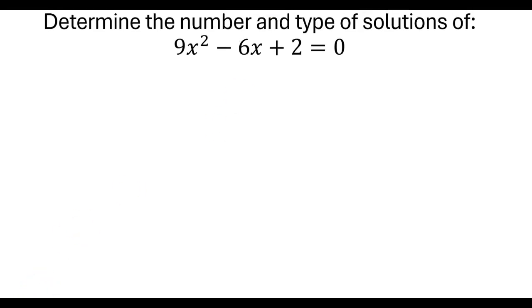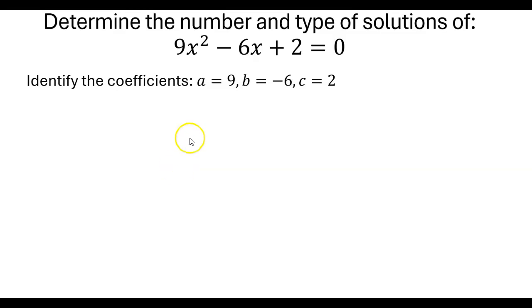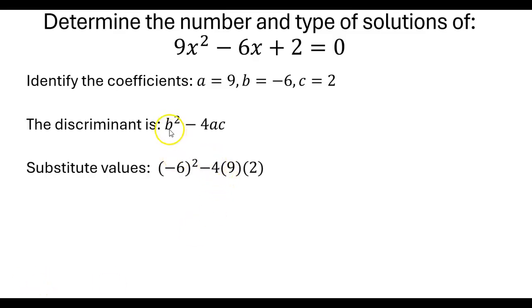So let's determine the number and types of solutions of the quadratic equation 9x squared minus 6x plus 2 equals 0. Well, the first thing we need to do is identify the coefficients. So we know that a is the coefficient in front of x squared. So a is 9, b is negative 6, and c is 2. Recall, the discriminant is b squared minus 4ac. So let's substitute our values in. So b is negative 6, so I have negative 6 squared minus 4. A is 9, c is 2.